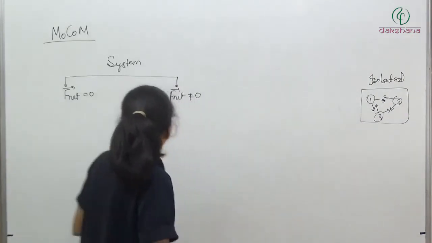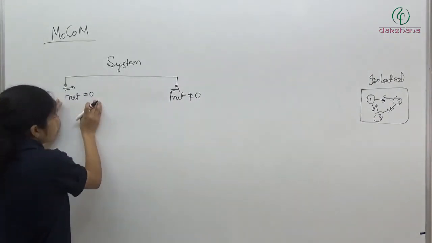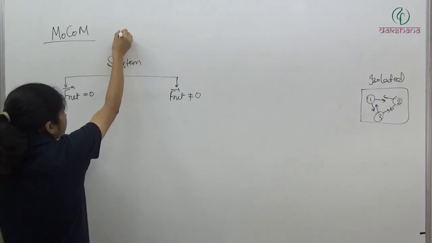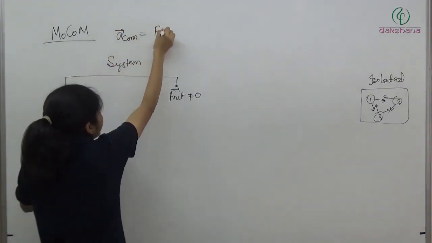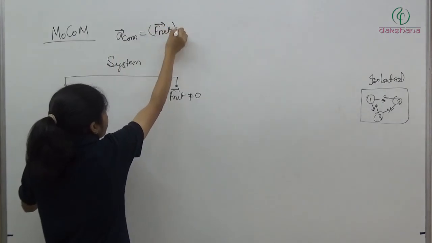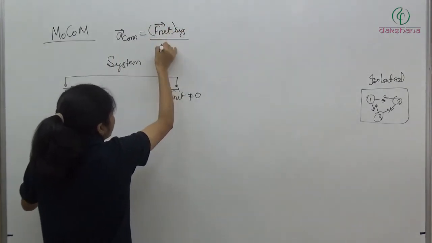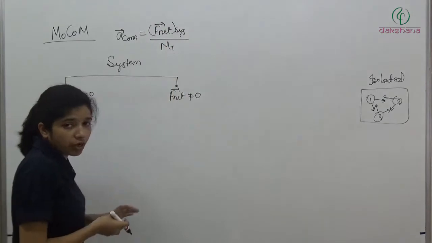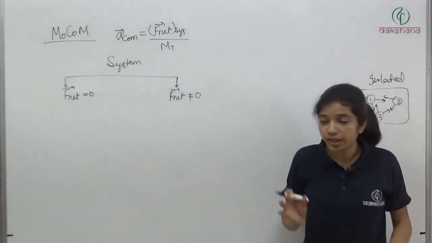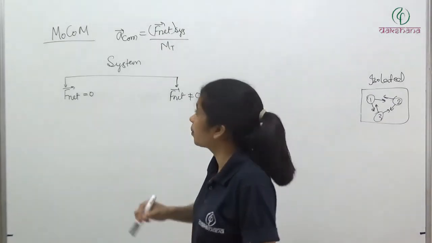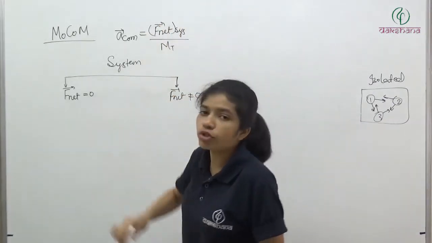Clear? So if we have net force equals to 0, so what we had found out in the last lecture, that A of center of mass is equal to F net on the system divided by total mass of the system. We had found out this thing, that A of center of mass, the acceleration of center of mass will depend on the total force on this system.